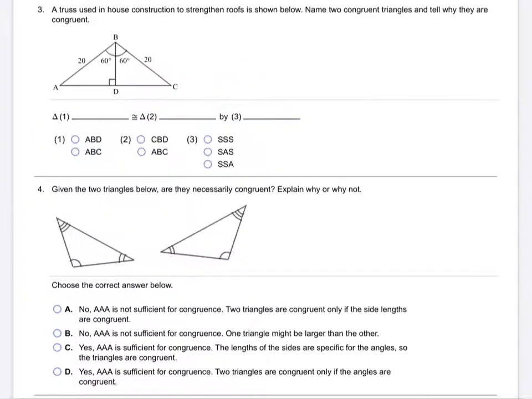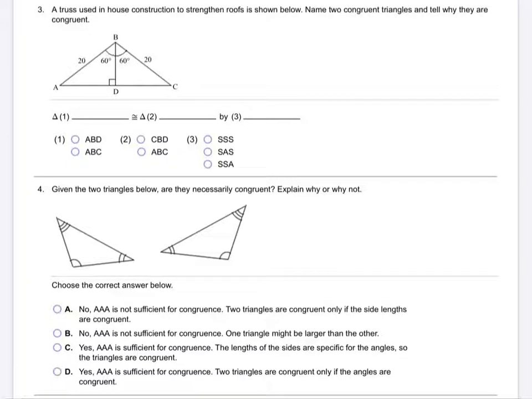Feel free to speak up if you want to clarify anything. Number 3, a truss used in house construction to strengthen roofs is shown. Name two congruent triangles and tell why they're congruent.